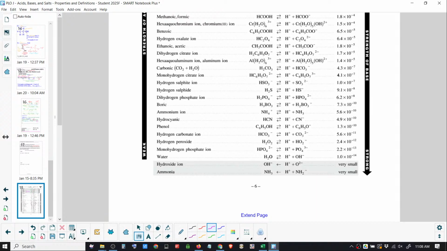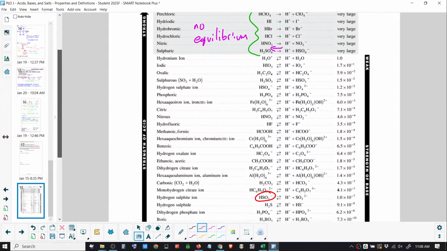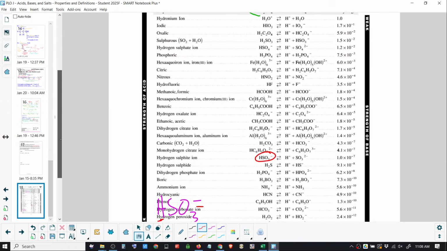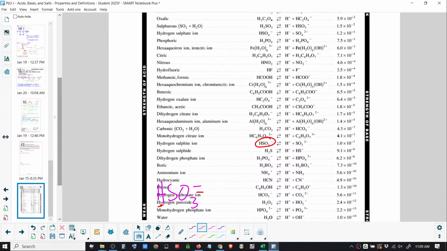Let's pick a version, HSO3 minus. Could this be amphiprotic, based on the rules I just said? Yeah. I've got a hydrogen and a negative charge. It's right here. Can we find it on the other side? Is HSO3 minus on the other side? Yes, it's at sulfurous.